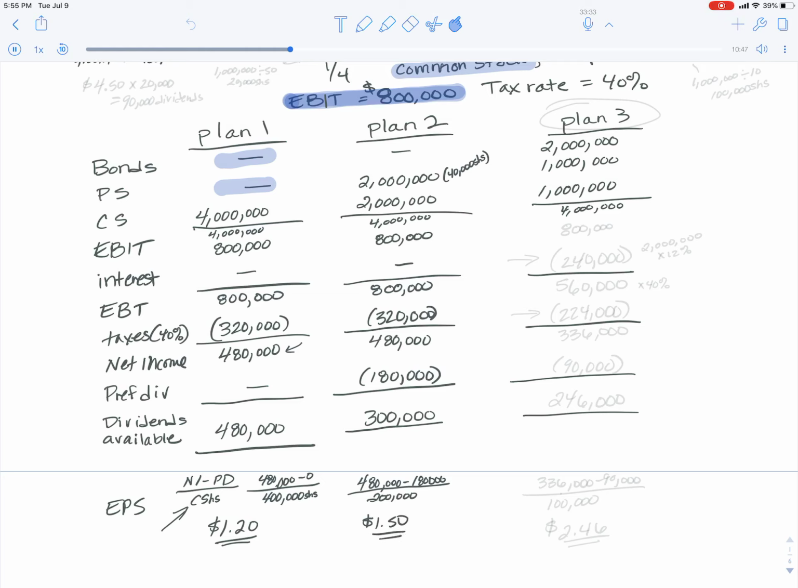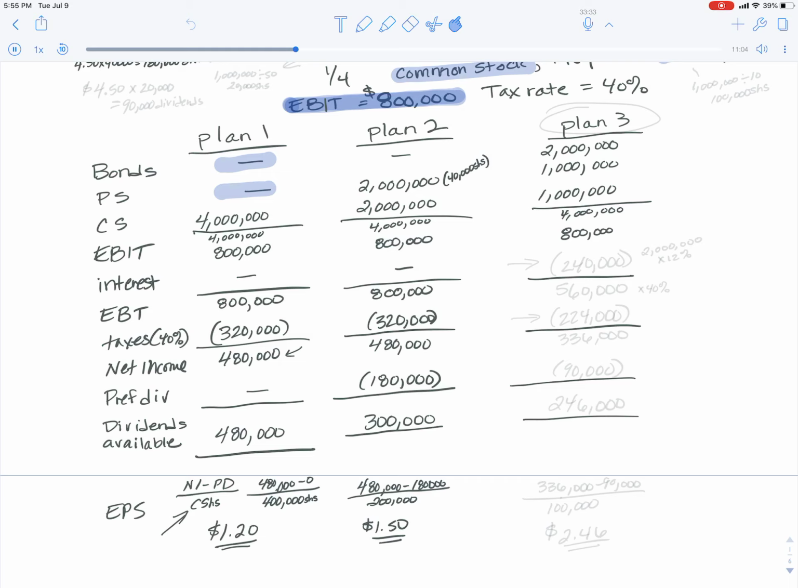Now Plan 3 is we've got a little bit of everything. So we're going to start out with $800,000 and subtract out our interest. Well, if we're going to have $2 million of bonds, we have to pay our bondholders 12% interest on that money. So 2 million times 12% is 240,000 that we're going to have to pay them for borrowing that money. And then 560 is now what we have left over to pay our taxes.